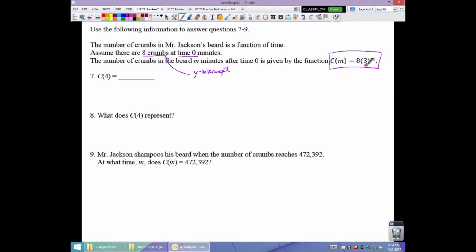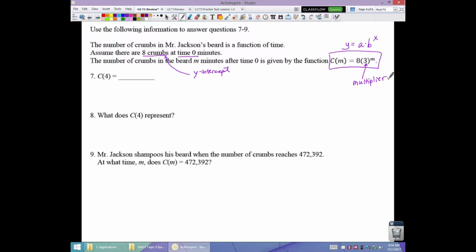So the 3 must be, since it's multiplication, it's an exponential function here. It's in the form a times b to the x. That b we know is the multiplier. So that means our common ratio, our multiplier, is 3. Okay.